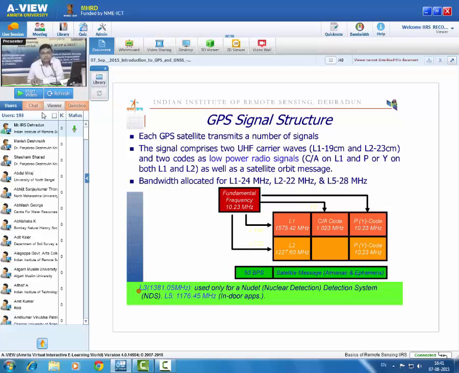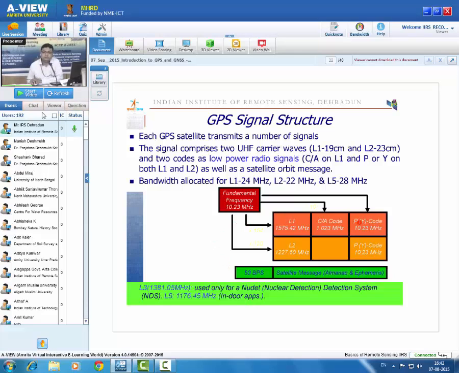Besides this, there is a frequency called L3 at 1381 megahertz. It is used for nuclear detection. So if any nuclear detonation is happening anywhere on the globe, the US detects it using the L3, but it is not for us. And from the launch of Block 2F satellites, we are having the L5 frequency also, recently added, and it will be helpful for us in indoor applications in the coming days.